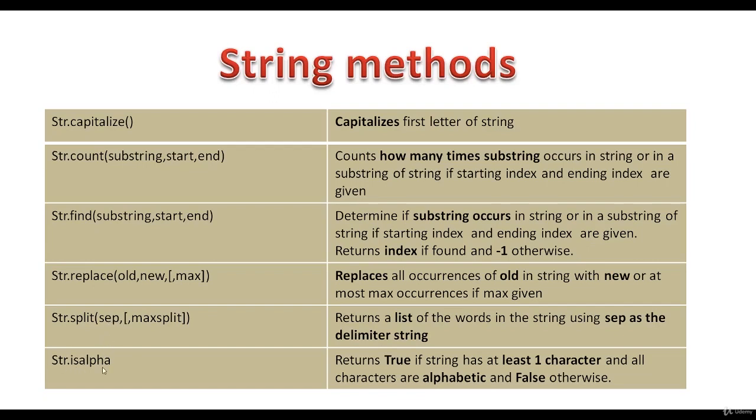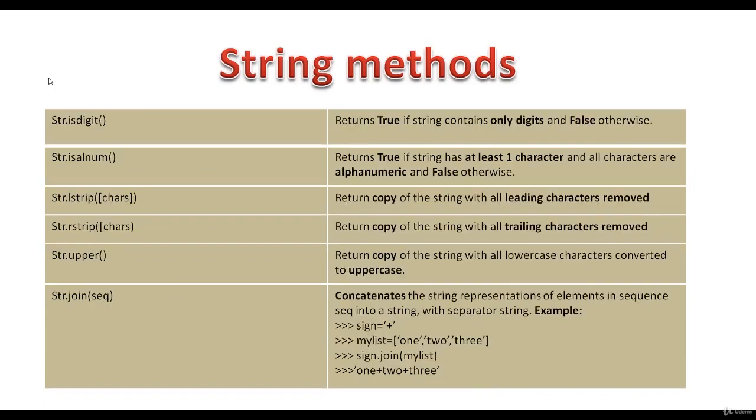String object dot isalpha returns true if the string has at least one character and all characters are alphabetic. String object dot isdigit returns true if the string contains only digits, false otherwise. Isalnum is true if the string has at least one character and all characters are alphanumeric.